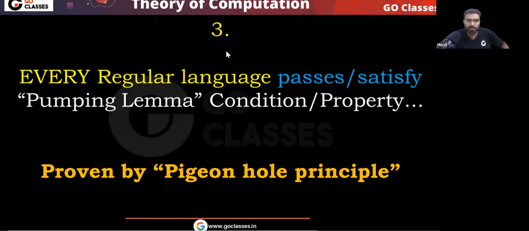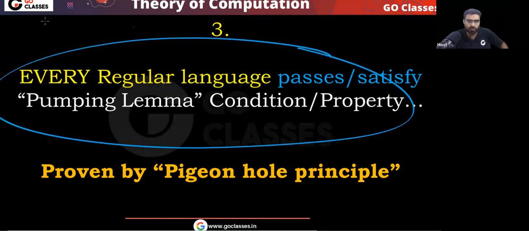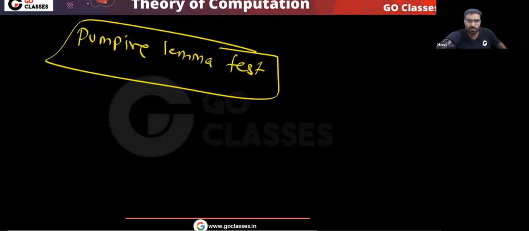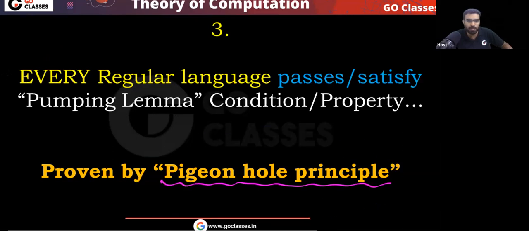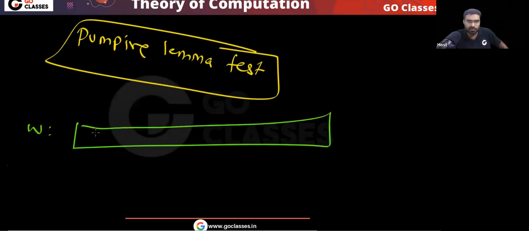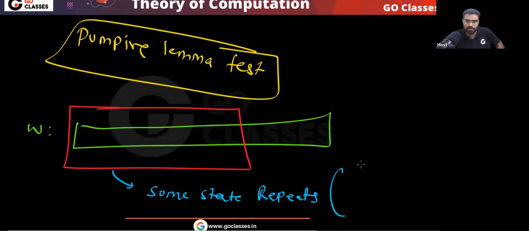So now you tell me one thing. Every regular language will satisfy the pumping lemma test. In this proof, what concept are we using? We are using the concept of the pigeonhole principle, right? How are we using it? If you take any candidate string, then within the first P symbols, what will happen? By the pigeonhole principle, some state will repeat. Yes or no? Some state repeats by the pigeonhole principle.